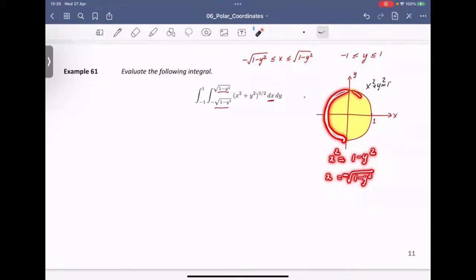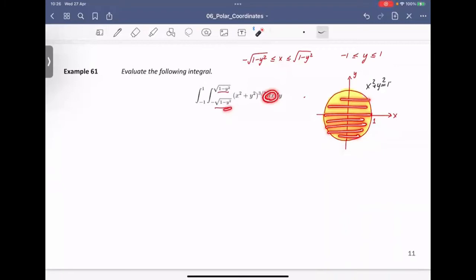And then on the right-hand side, it's going to be another curve, which is the same equation, but it's going to be x equal to plus square root of 1 minus y squared. Which means if I draw a horizontal line, it's going to start from x equal to negative square root of 1 minus y squared to x equal to square root of 1 minus y squared. Perfect. And then y is going to be from negative 1 to 1. Perfect. Because this is negative 1, this is 1, and the range that you draw a horizontal line is going to be from negative 1 to 1, which means we are on the right track.